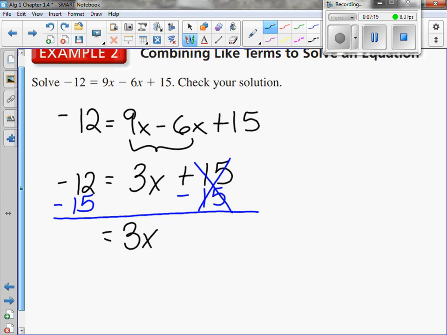12 minus 15. If you have trouble doing those, again, plug them in. There's nothing wrong with plugging them in. So 12 minus 15 is negative 27.